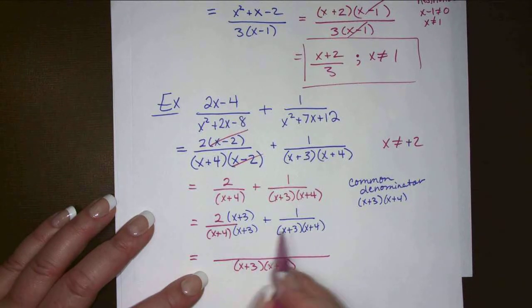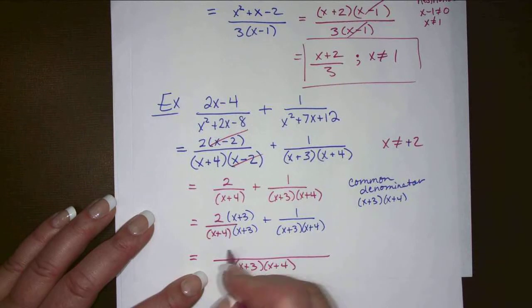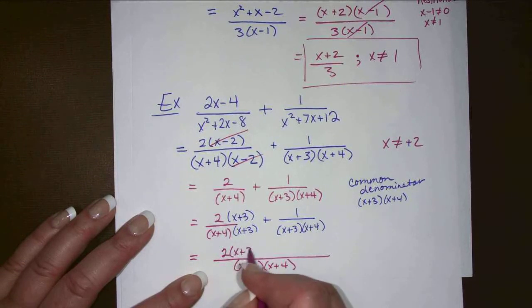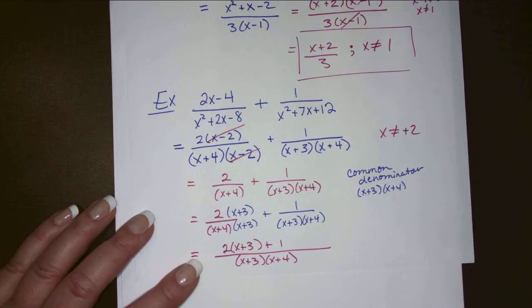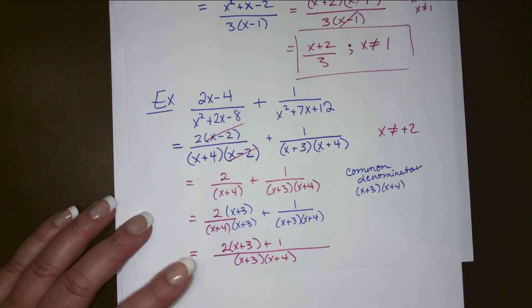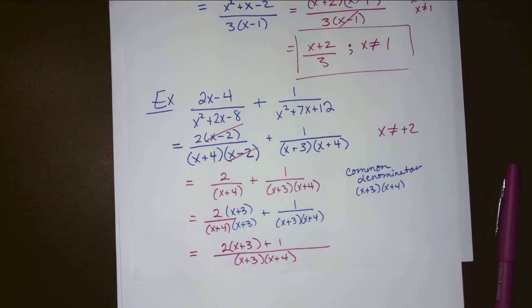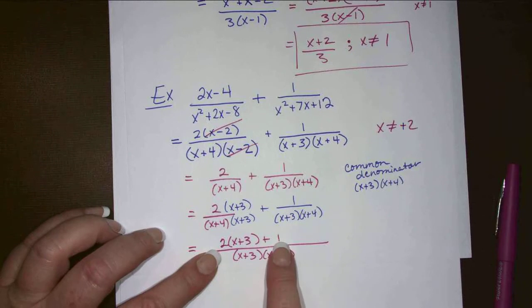Remember, they're multiplied, so it doesn't matter the order they're in, it's the same number. On the top, we've got 2 onto x plus 3 plus 1. Does that x plus 3 cancel? No. That's why I asked, because some people would cancel that. Why does it not cancel? Right, the 1 doesn't have an x plus 3. There's a plus 1 at the end.